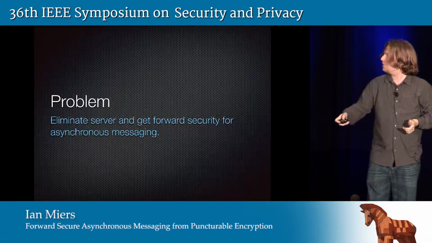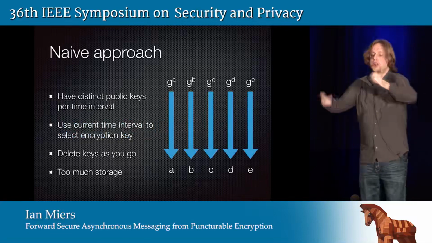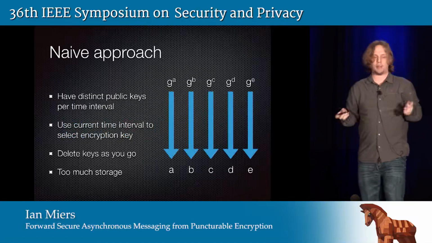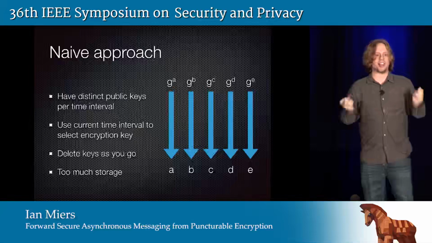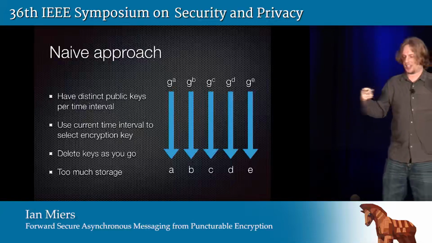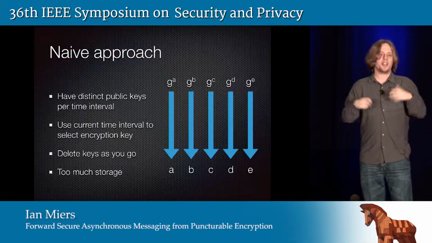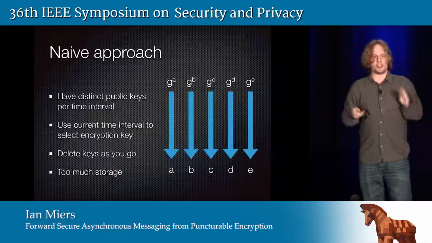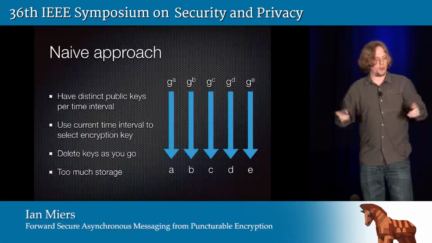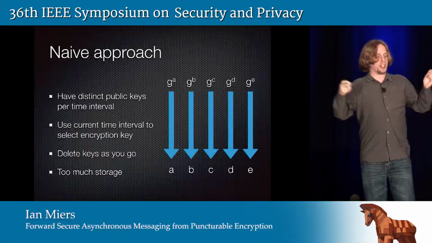Well, a naive solution would be to just have one public key pair per time interval. So think like the first day of the month, the second day of the month, et cetera. Encryption on this is simple. You pick the correct key, you send the message. Decryption looks the same. And the only thing that really changes is when that day is over, or whatever that time interval is, you delete the current key.